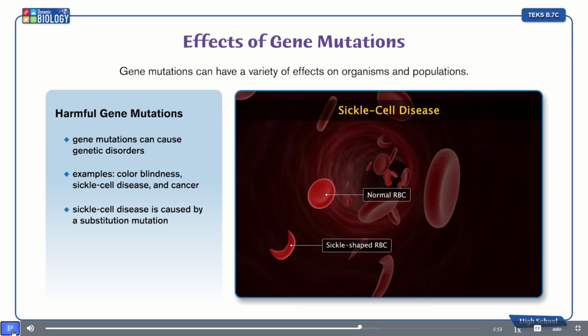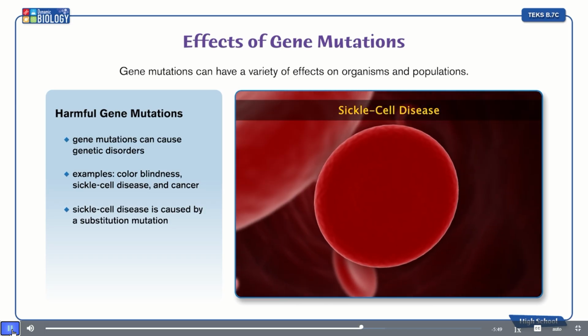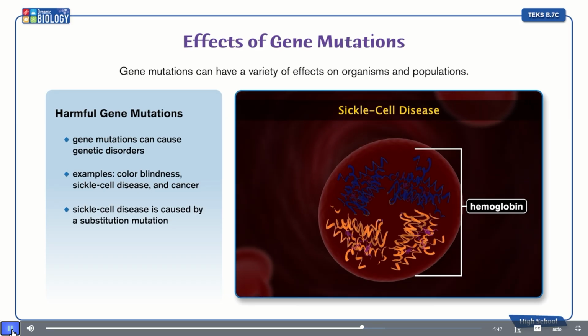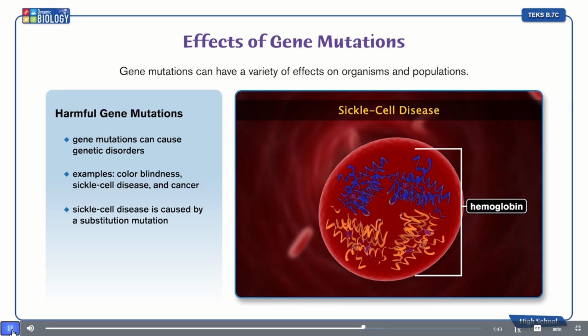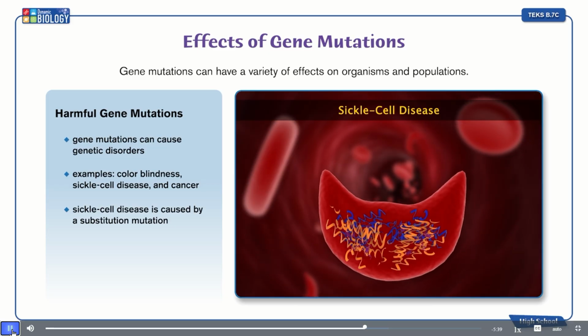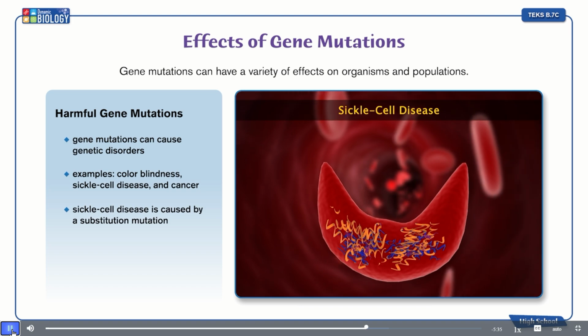The abnormal shape of the sickle cells is caused by an abnormality in the protein hemoglobin. Here we see the normal molecular shape of hemoglobin. And here we see the abnormal shape of hemoglobin in sickle cells. So, what causes this abnormal shape of hemoglobin?